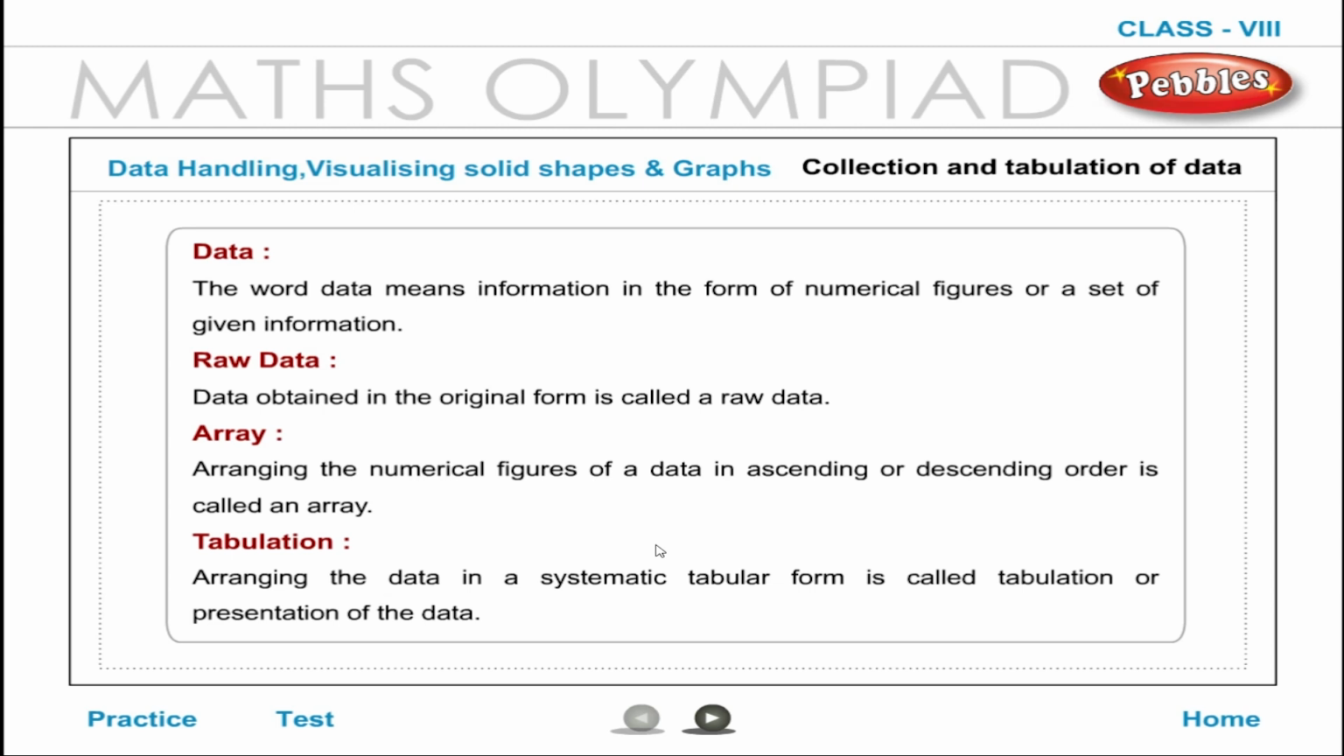Data. The word data means information in the form of numerical figures or a set of given information. Raw data. Data obtained in the original form is called a raw data. Array. Arranging the numerical figures of a data in ascending or descending order is called an array. Tabulation. Arranging the data in a systematic tabular form is called tabulation or presentation of the data.